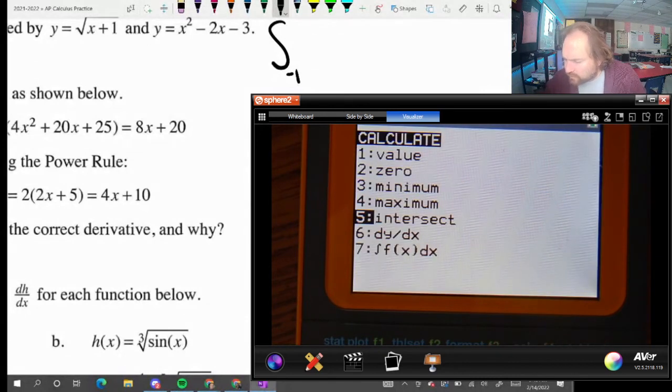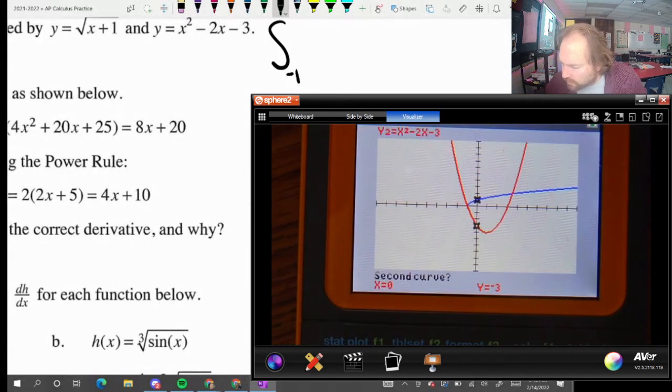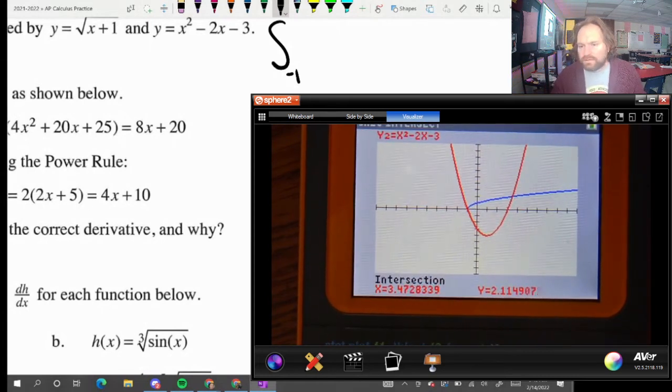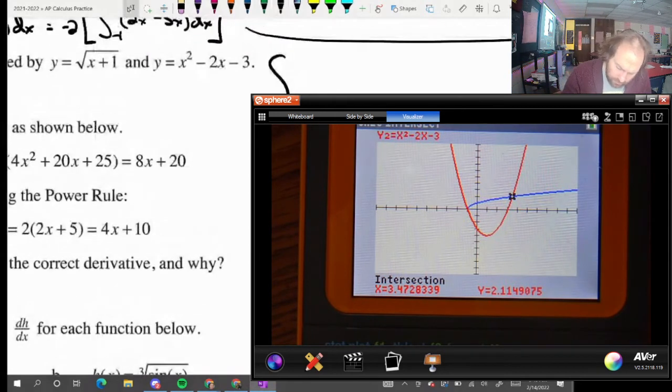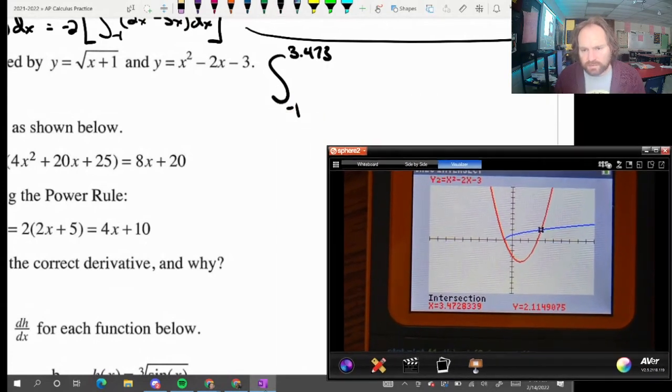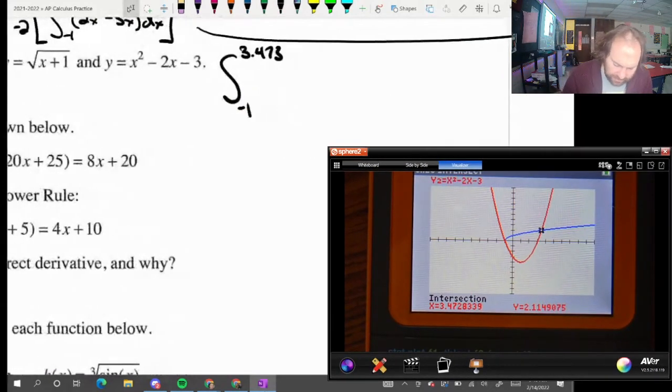So let's use the intersection feature to figure out what that is. Enter, enter, and move over here. Our second intersection is going to be 3.473. That's less fun. On that entire range, the square root of x plus 1 is on top, and x squared minus 2x minus 3 is on bottom. So when we write our integral, that's exactly how we're going to set it.